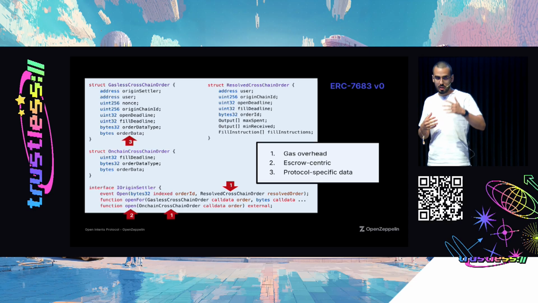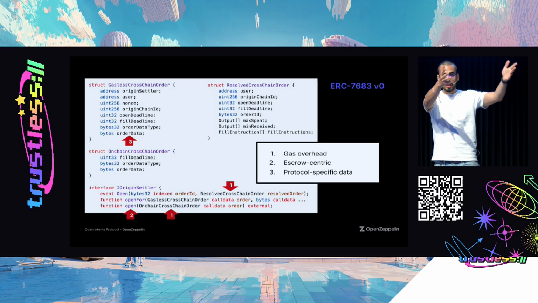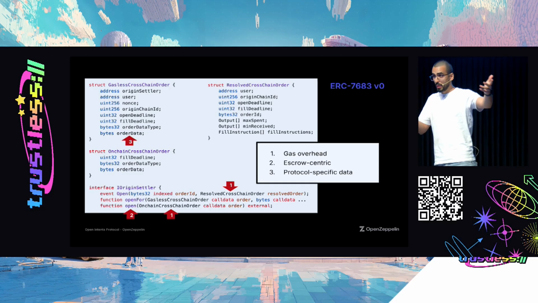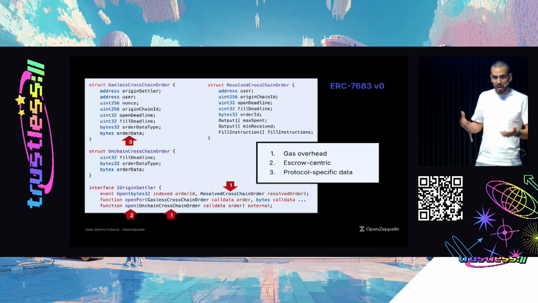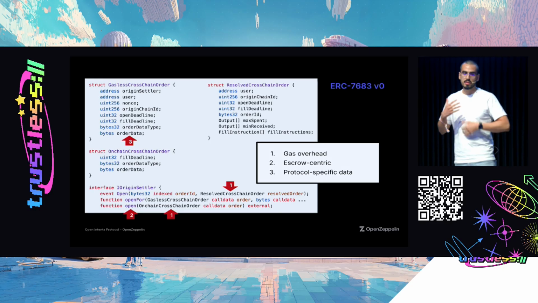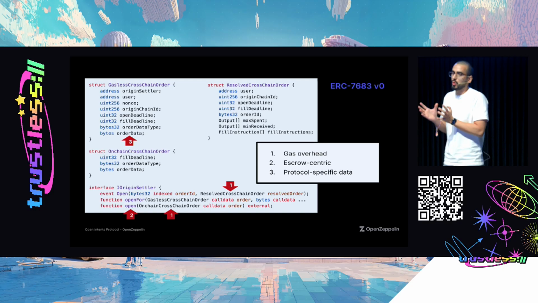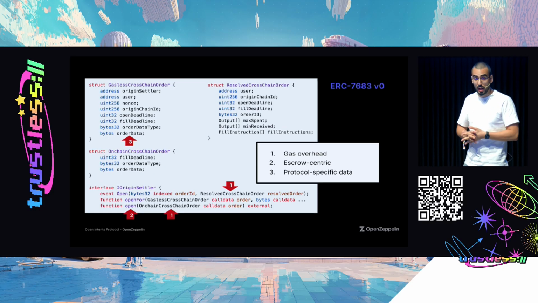And so, in addition to this point about the lifecycle, there are also some parameters in the order, such as the open deadline, that are included that, again, many protocols won't need. And like I said, it's adding gas overhead. So it's pushing many protocols away from actually being compliant.